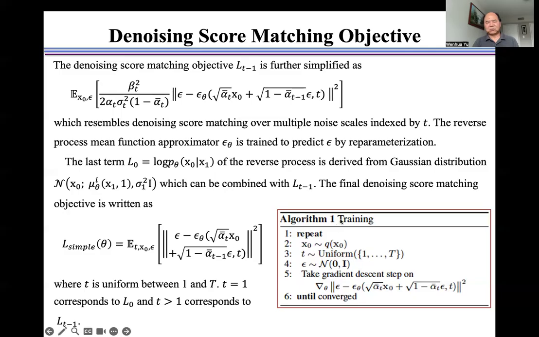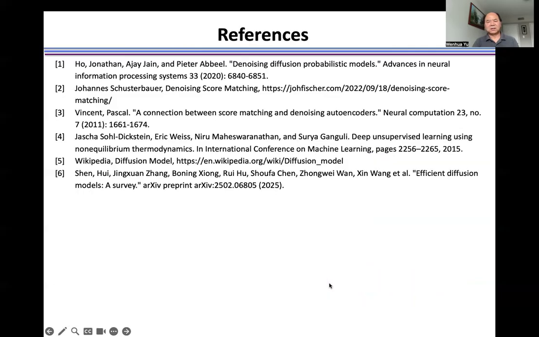Here is a pseudocode of our model training. For more details, please check with these references.